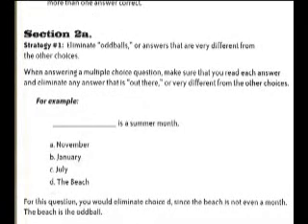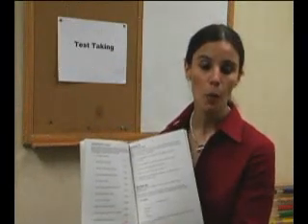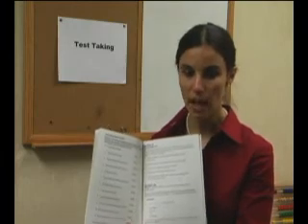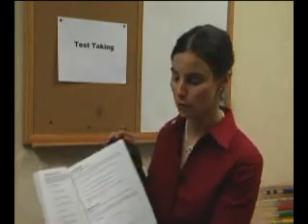A, November, B, January, C, July, or D, the beach. Well, we know that the beach is a complete oddball, so we can cross that one off and immediately have fewer choices to choose from.